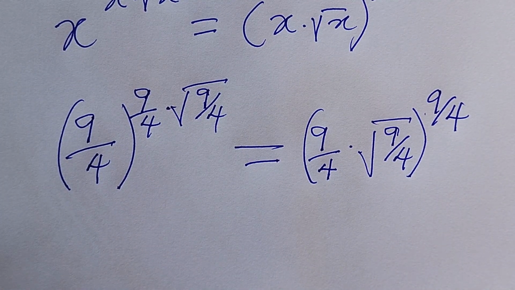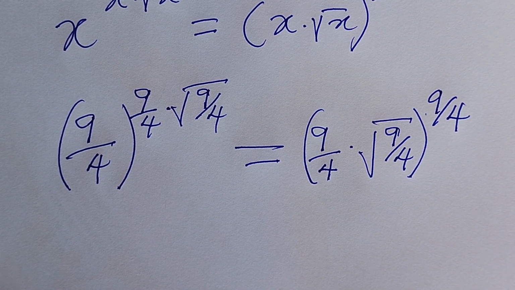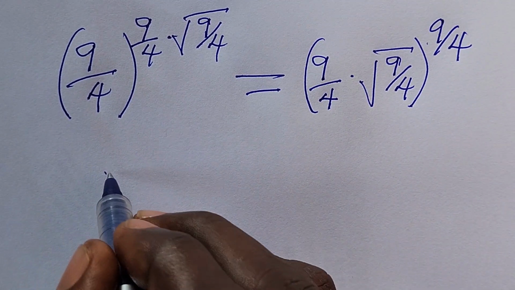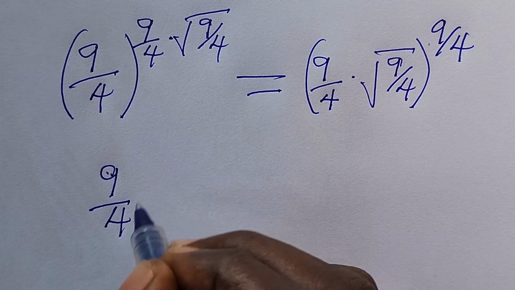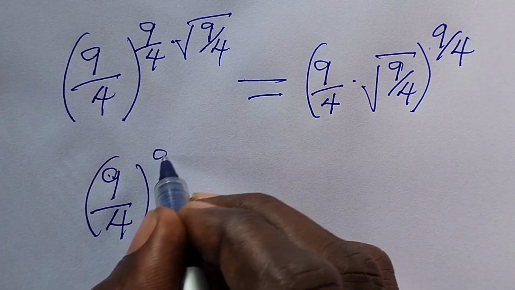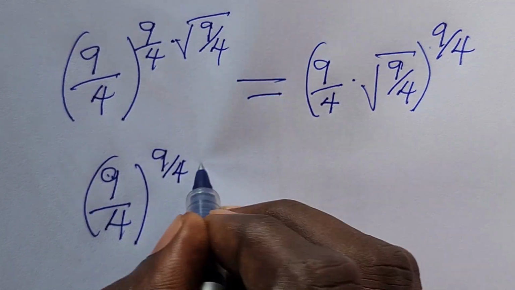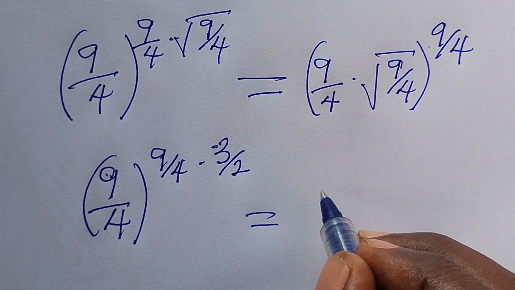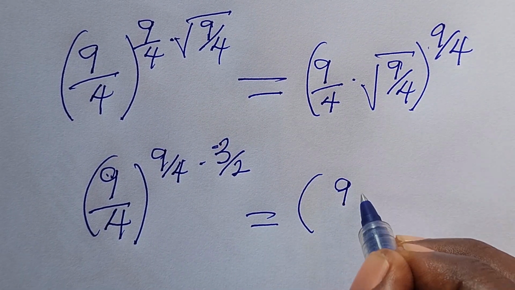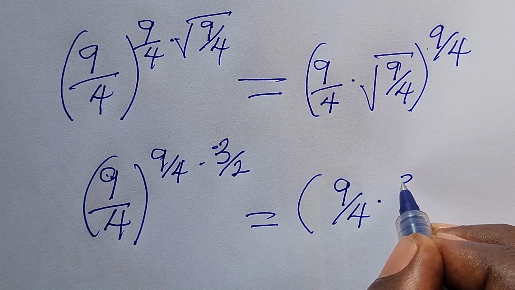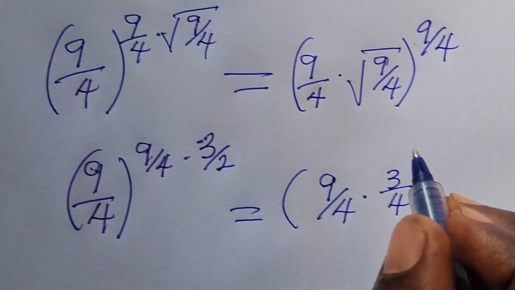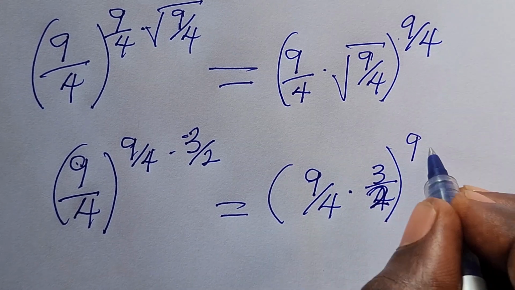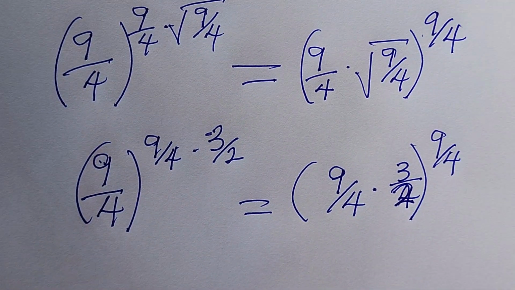Wow! So the square root of 9 is 3 and that of 4 is 2. So we can rewrite everything we have inside this radical as 9 all over 4, right? All raised to 9 all over 4, then times 3 all over 2 equal to, bracket open, 9 all over 4 times 3 all over 2, sorry, all over 2 here please, all raised to what? 9 all over 4. So what do we do here?